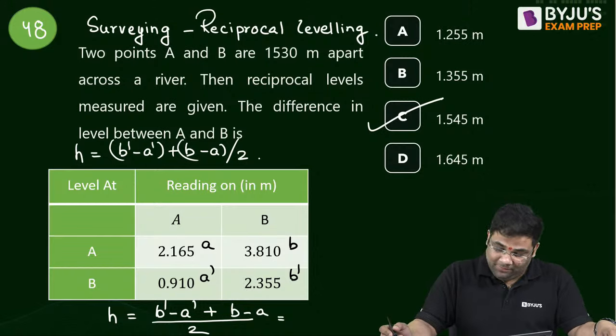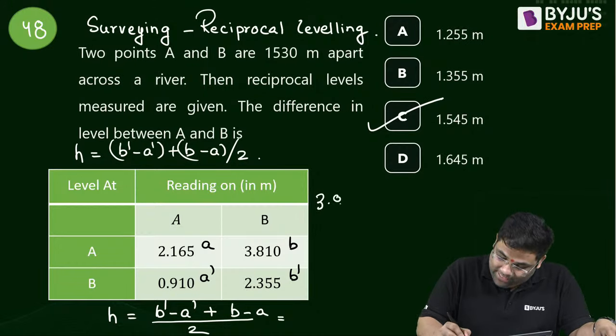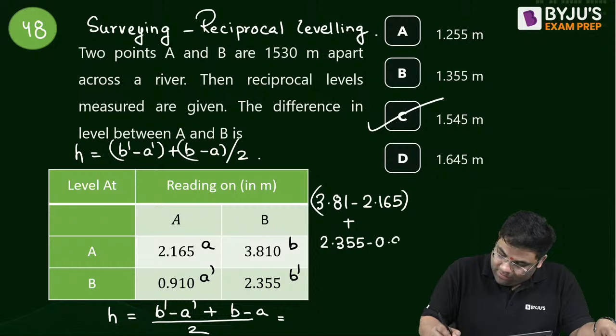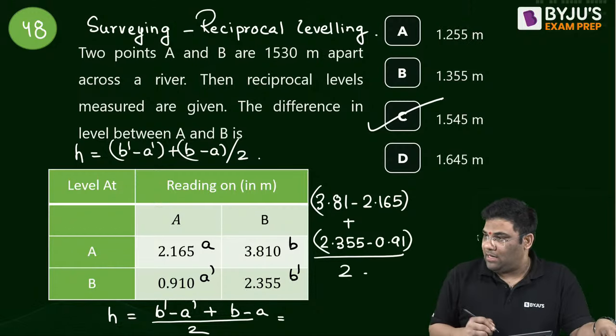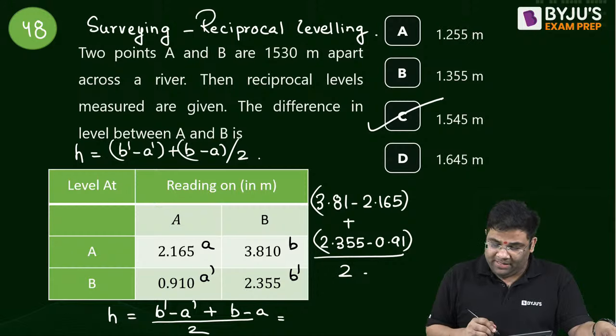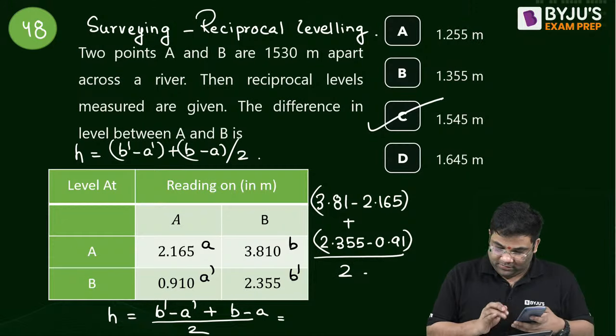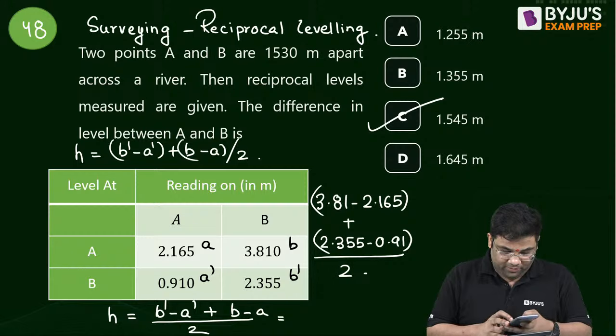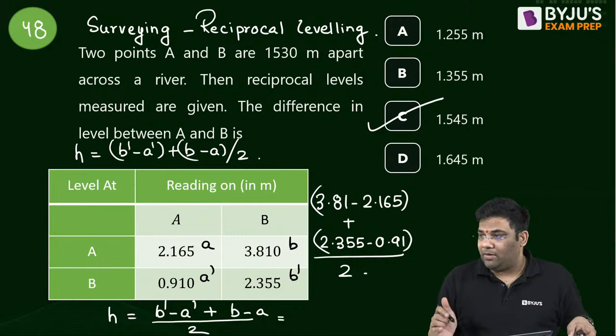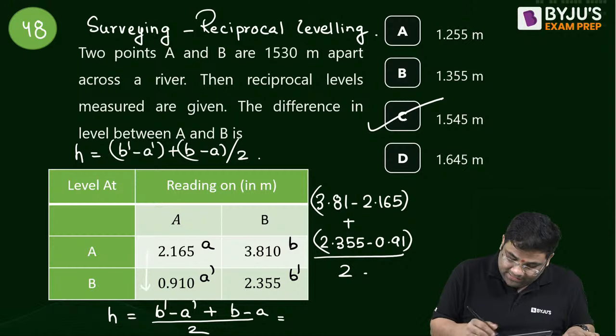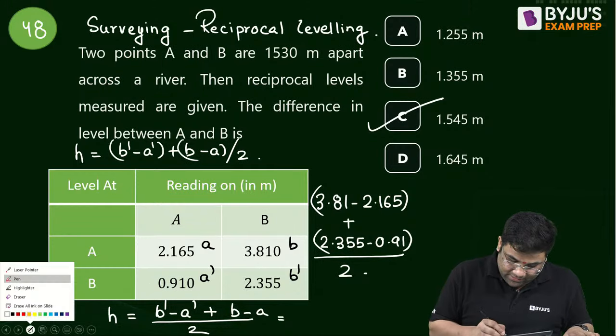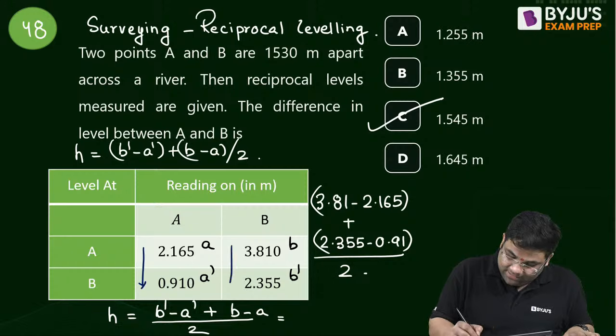What calculation mistake did you make? 3.81 minus 2.165 plus 2.355 minus 0.91, and then divide by 2, right? How are you getting B? Let me see. 3.81 minus 2.165, plus 2.355 minus 0.91, divided by 2. I'm getting 1.545. You might have made a mistake, doing this minus this and this minus this, and then you might be getting this answer.